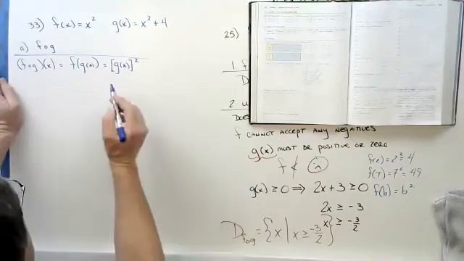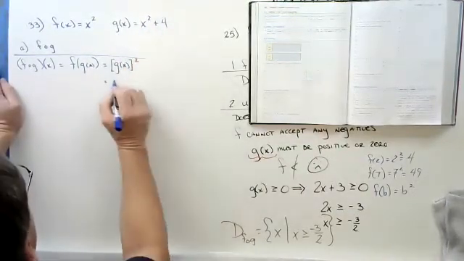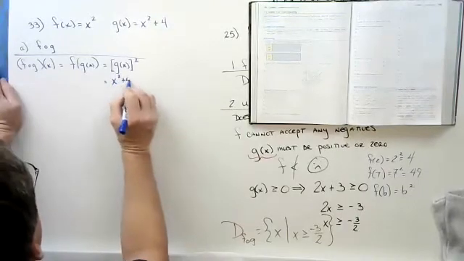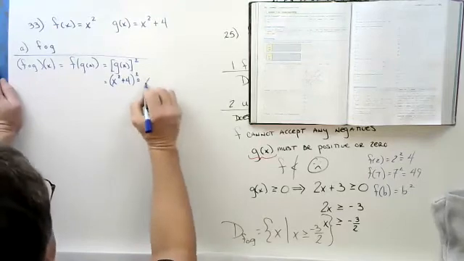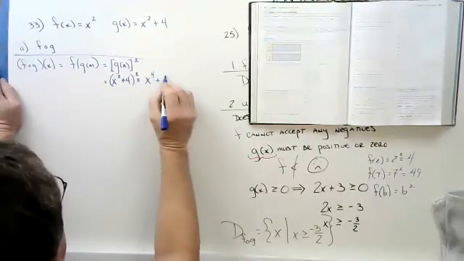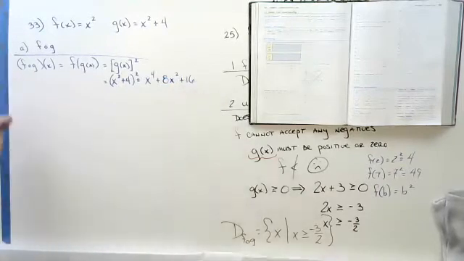Now we know what g is. g is x squared plus 4. So they want us to square that. Now we get x to the 4th plus 8x squared plus 16. So that's f composed with g.